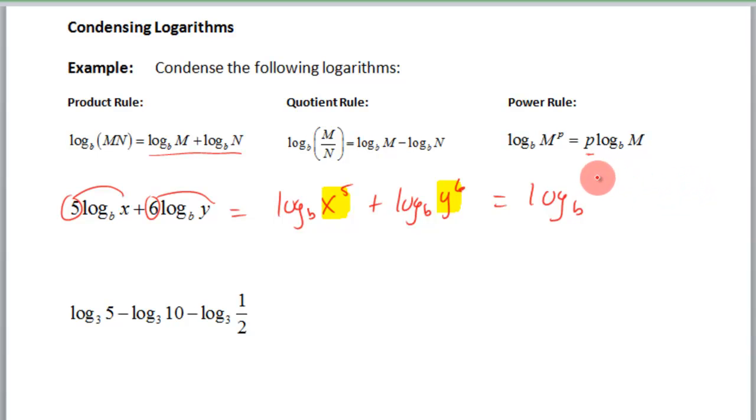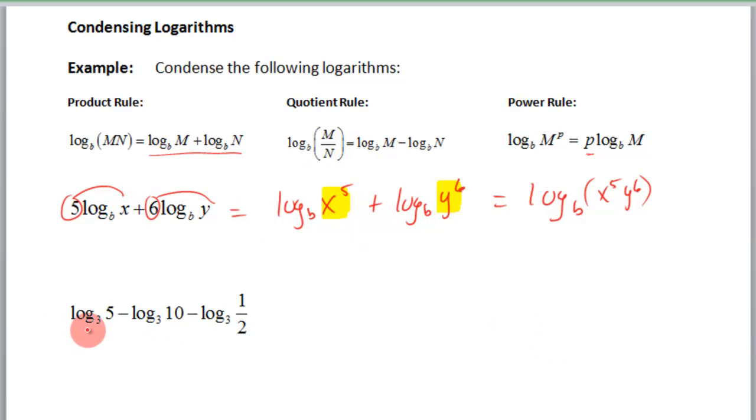So if you want, since they're a single log and they're going to be multiplied, you can put parentheses there, x to the 5th, y to the 6th. Or without the parentheses is just fine, but make sure that it's x to the 5th, y to the 6th, and nothing's being raised to the top, right? Now if you expanded it out, remember you'd split it up, and then bring these guys down.